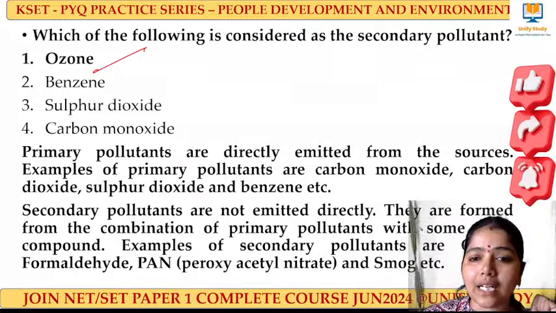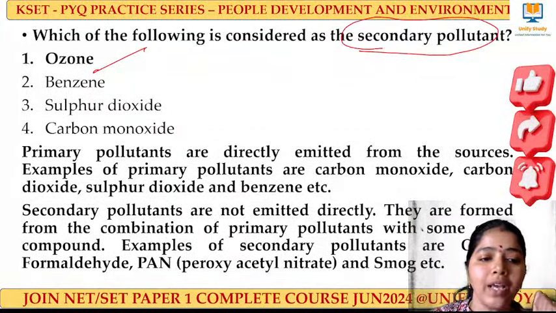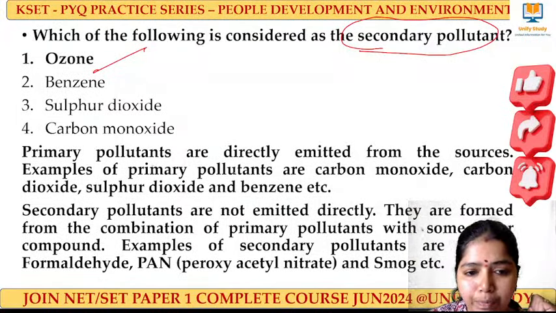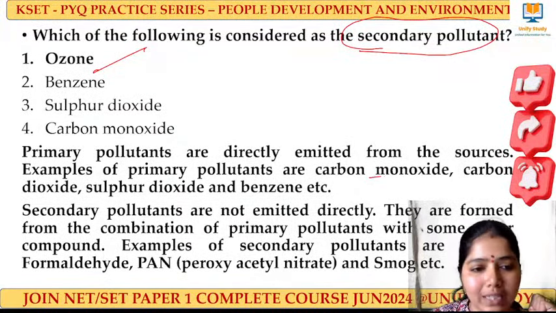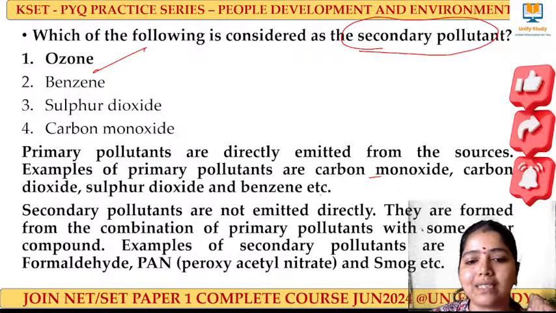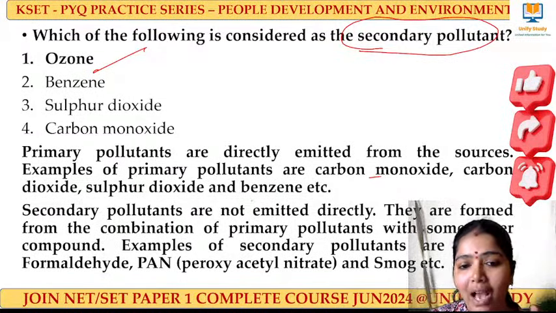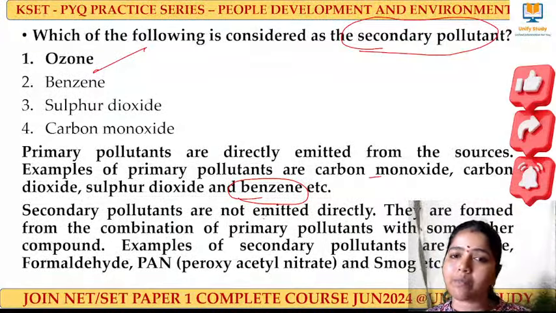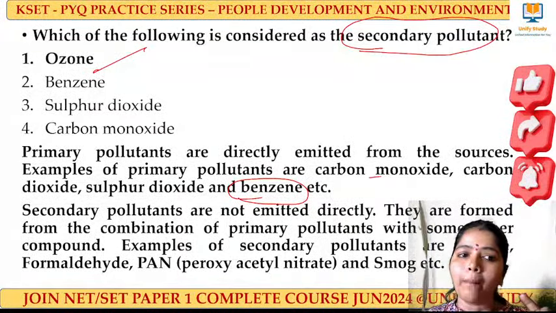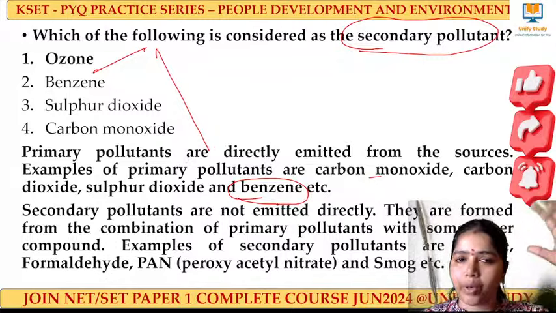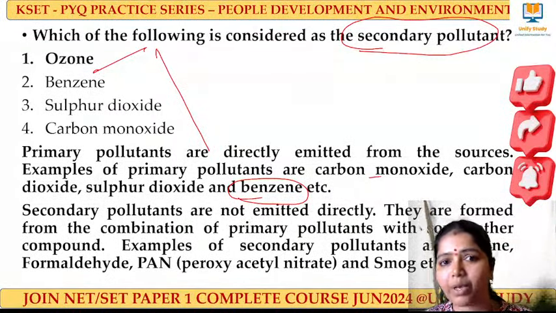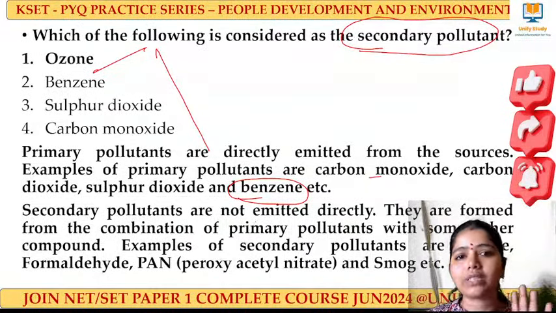It is considered a secondary pollutant. The primary pollutants are directly emitted from the source. Examples of primary pollutants are carbon monoxide, carbon dioxide, sulfur dioxide and benzene. You may have a question: ma'am, what about benzene? Benzene can also be created as a secondary pollutant. But when I compare the priority, ozone is the secondary pollutant, because benzene is both a primary pollutant and a secondary pollutant.